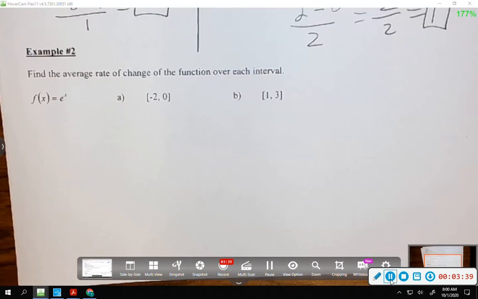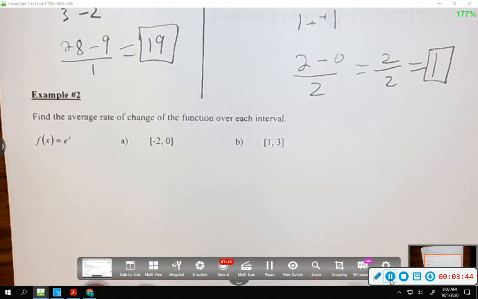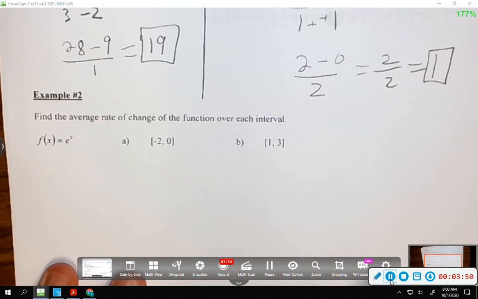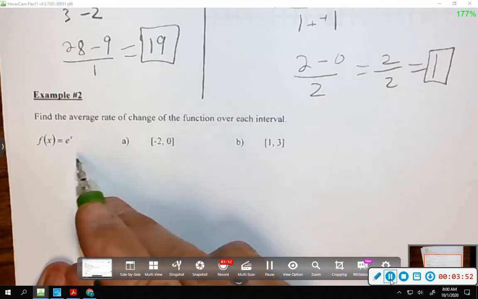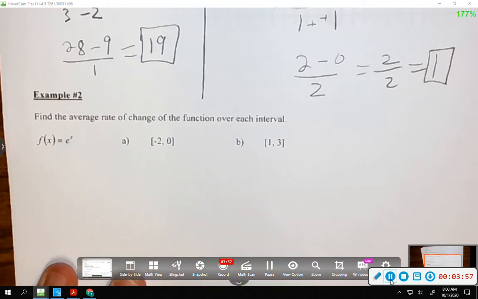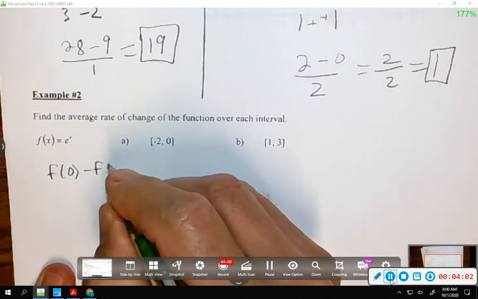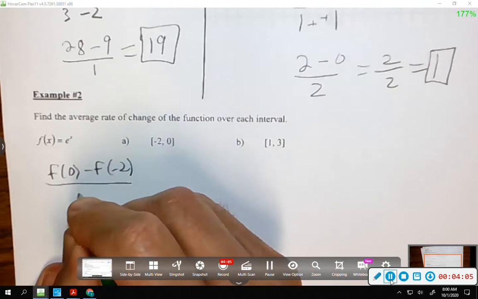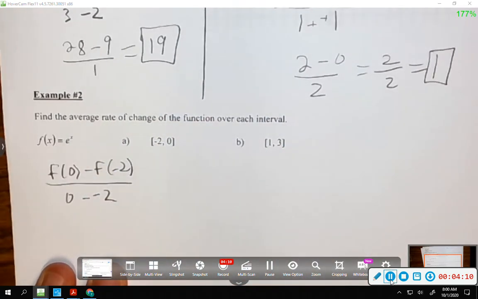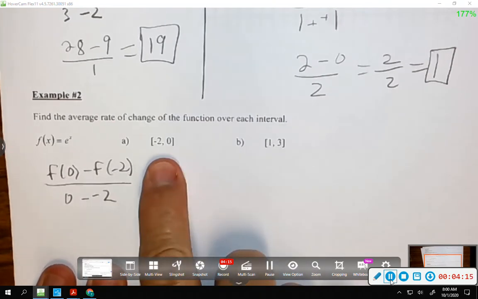Now, are the average rates of change always going to be these nice integer values like 19 and 1? No. Quite frequently, they're not. And that's why I just did a second quick example. But it's the same process. To find the average rate of change of f of x equals e to the x, an exponential function, it's the same thing. f at b minus f at a all over b minus a. Just remember, b is the right endpoint of the closed interval. We can only find the average rate of change over closed intervals.